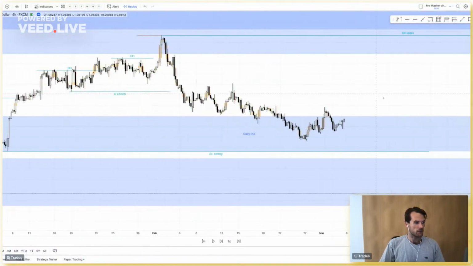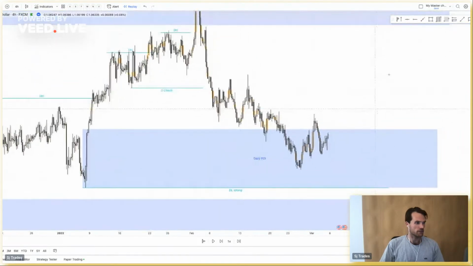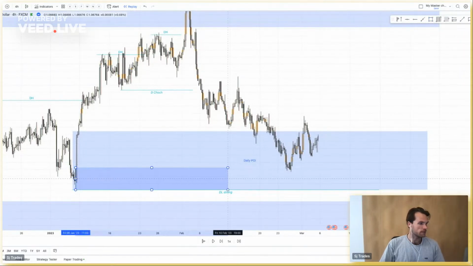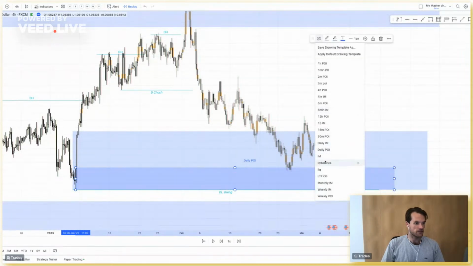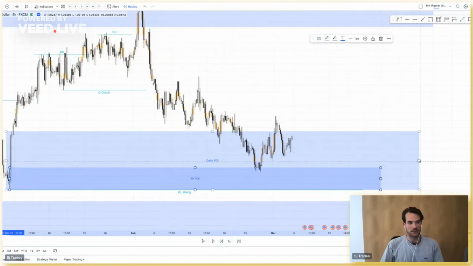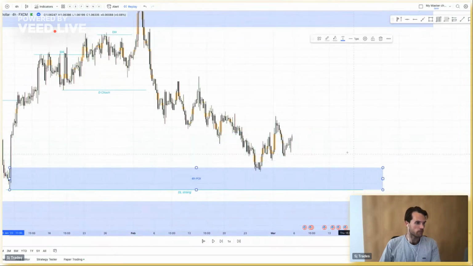I go to the 4 hour, just so you can get an update on where we've come from. This is our 4 hour demand that we tapped into and have a nice reaction so far. Inside the weekly, inside the daily. So it's a really good place where we're looking for longs. I'm going to delete the daily now.